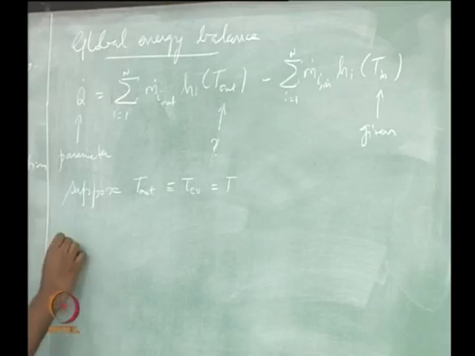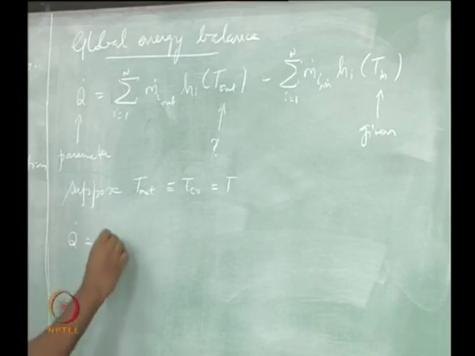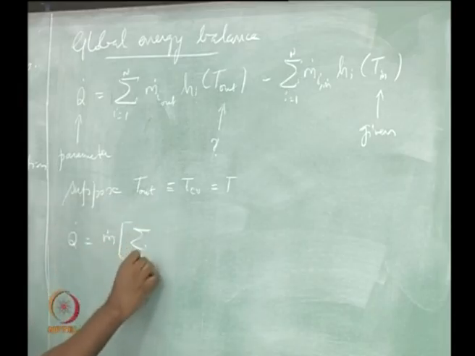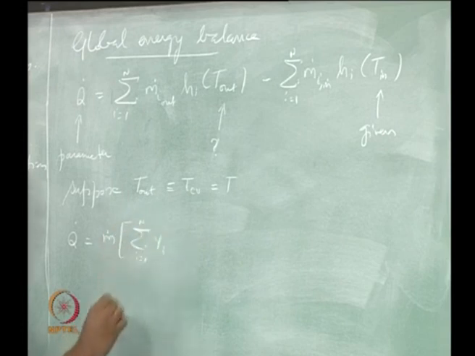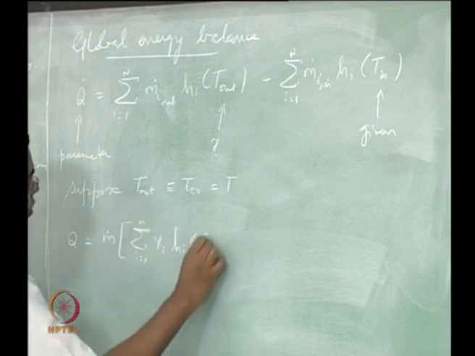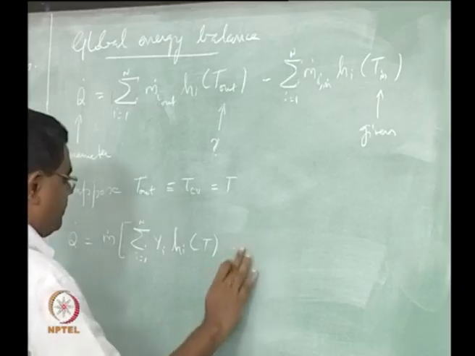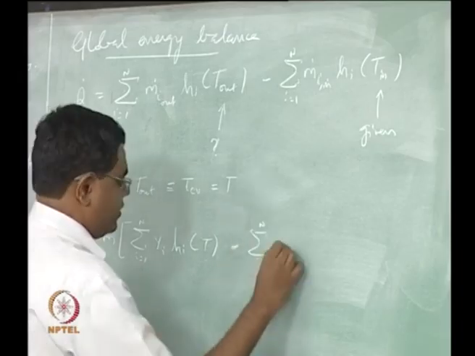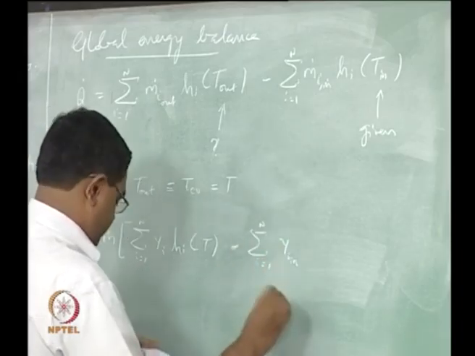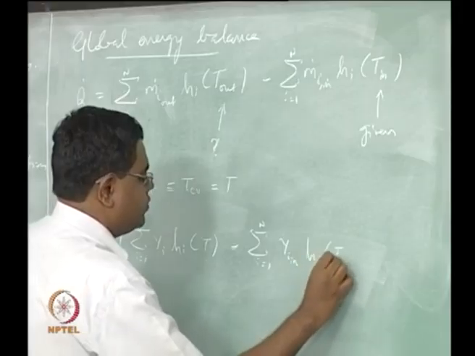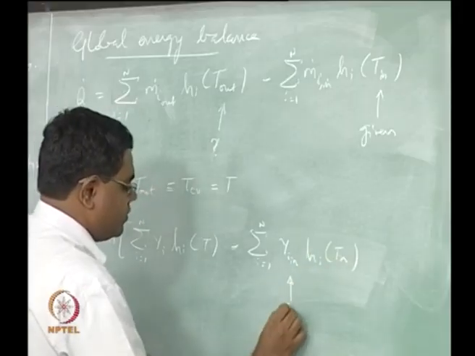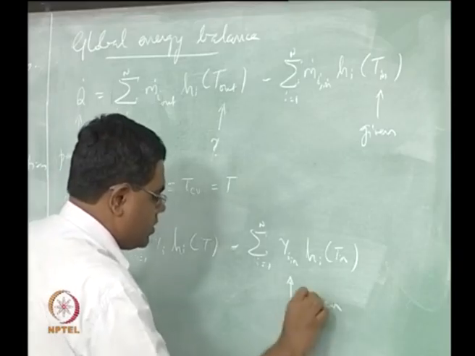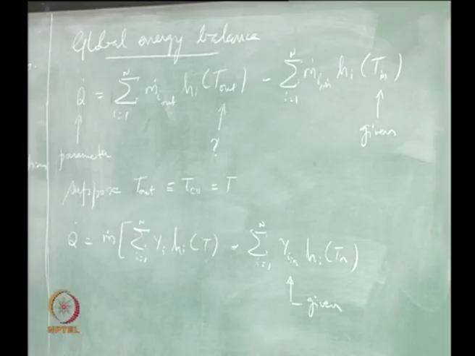So Q dot is equal to, we can now pull the m dot out, m dot times sigma i equals 1 to n yi hi of T minus sigma i equals 1 to n yi in hi of T in. So here yi in is also given, as we said earlier. At least we need to know the inlet composition.